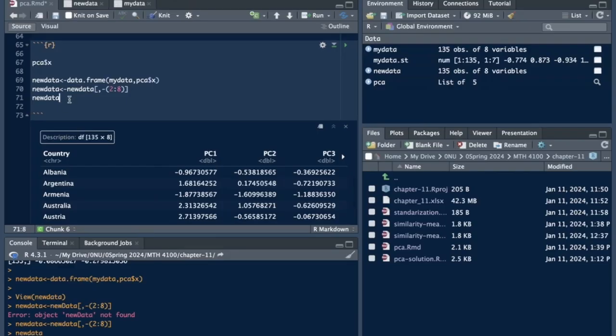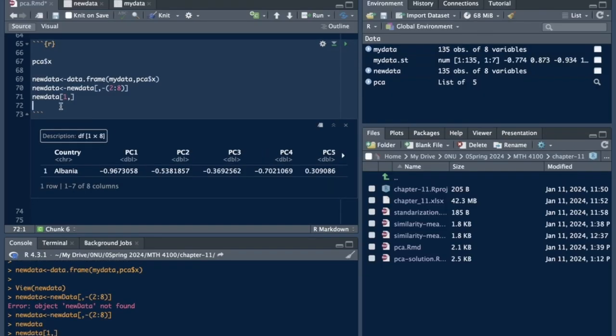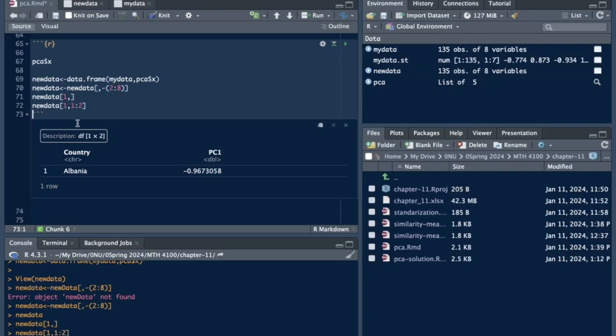Or if you'd like to look closer, you can look at only, I don't know, the first, Albania, with all of the PCs. Or if you'd like to look even further, you can just look at this. First, second. Here you go, Albania with its PC1. So this is the principal component analysis.